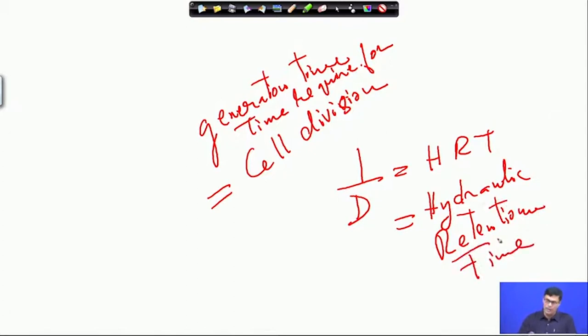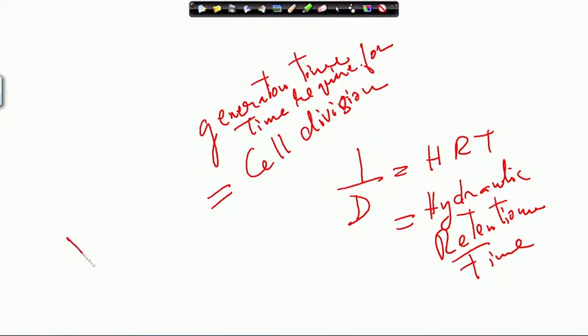Am I right? So what is hydraulic retention time? That means how long you allow your liquid to reside in the reactor. And why is it important? Because that is the time of reaction. Now, if your hydraulic retention time is less than the generation time, what will happen? Before the cell multiplies, you are taking out the cell from the reactor. So there is no cell present in the reactor.